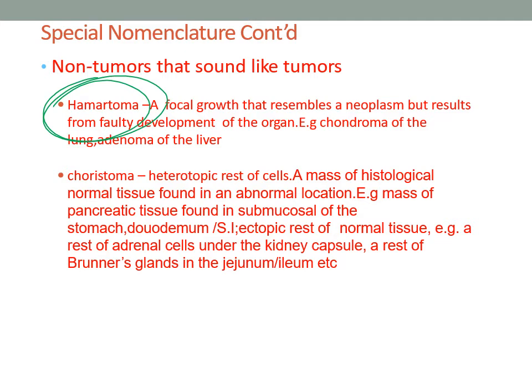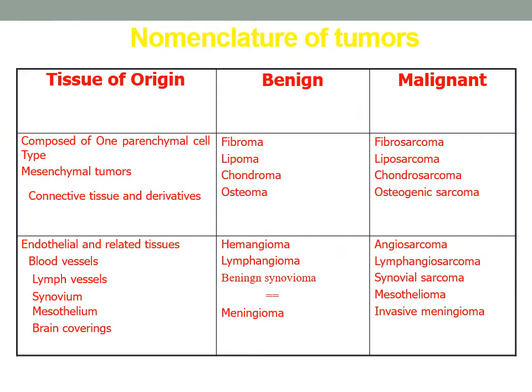These are heterotopic rests of cells, a mass of histologically normal tissue found in an abnormal location. For example, a mass of pancreatic cells found in the submucosa of the stomach or duodenum, such as ectopic rest of normal tissue, the rest of adrenal gland under the kidney capsule, or rest of bladder gland in the jejunum and the ileum. To summarize on nomenclature, let us have a look at this diagram.